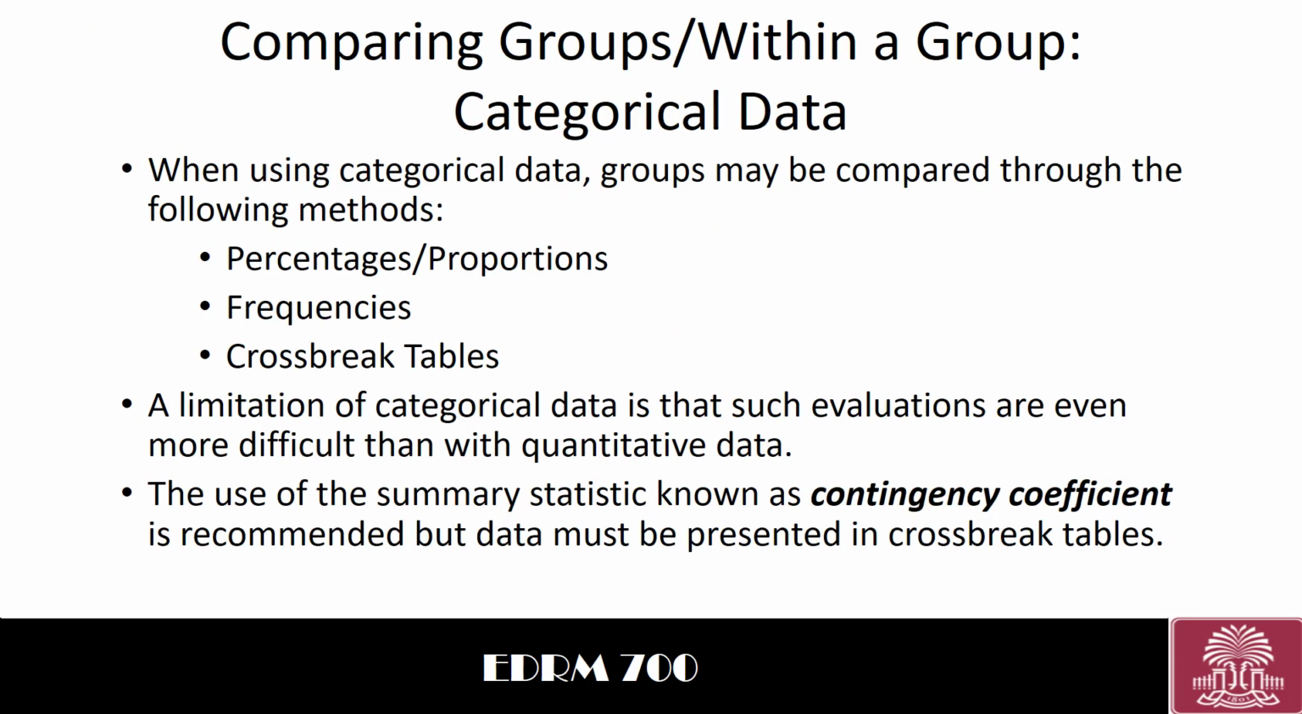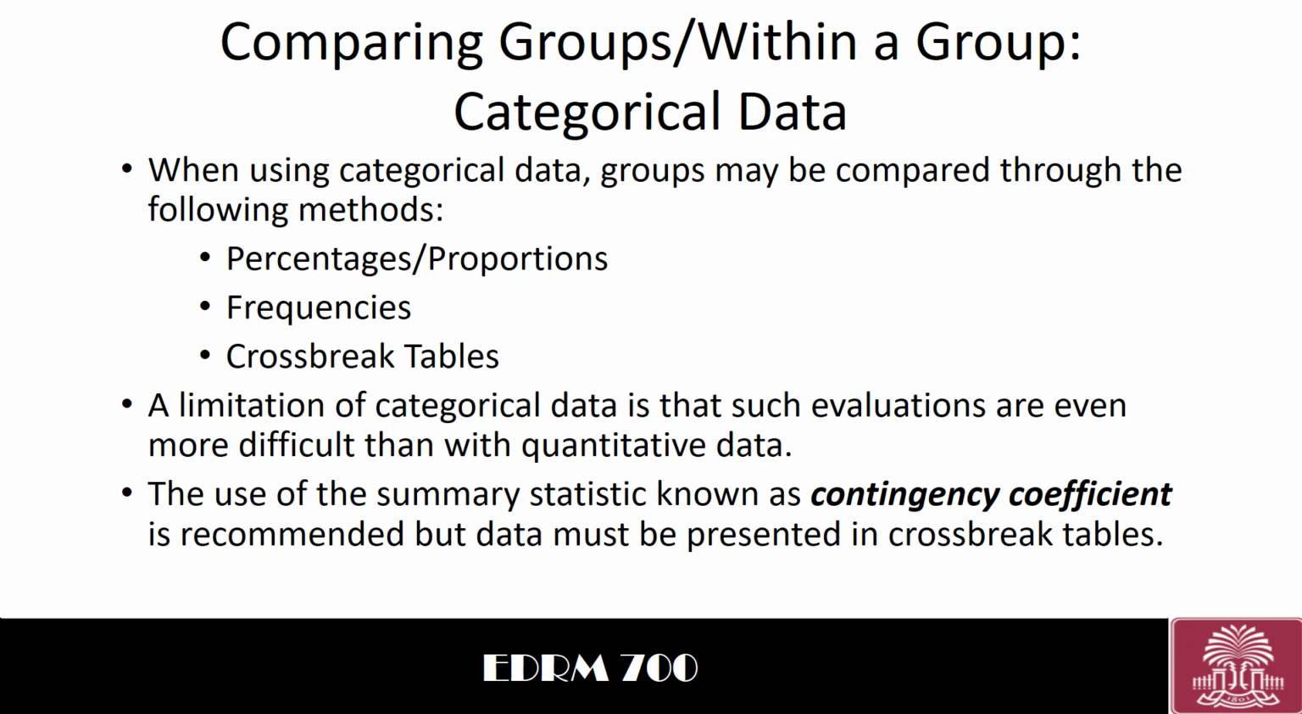Let's look at how we compare groups when viewing categorical data. We can use percentages or proportions, frequencies, or cross-break tables. A limitation of categorical data is that evaluation is even more difficult than with quantitative data.